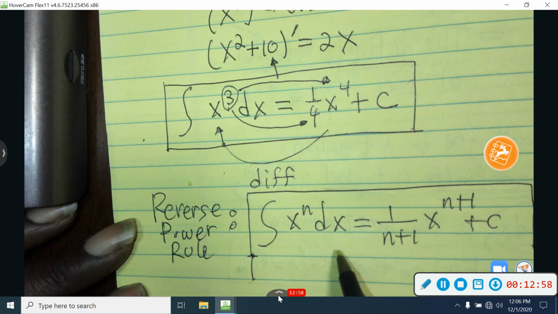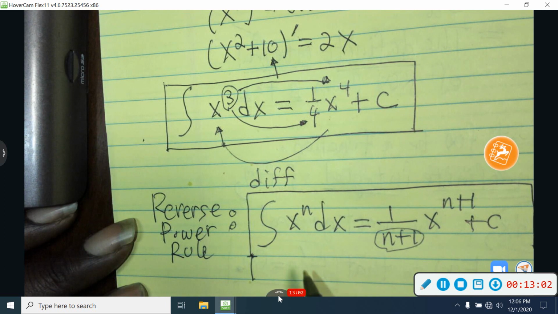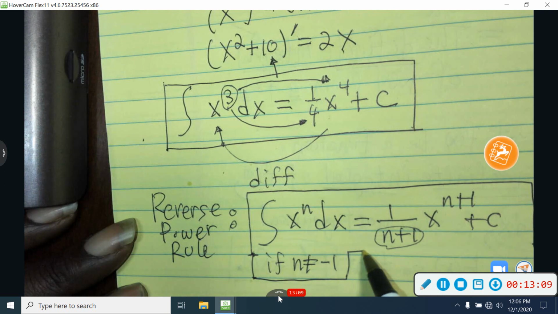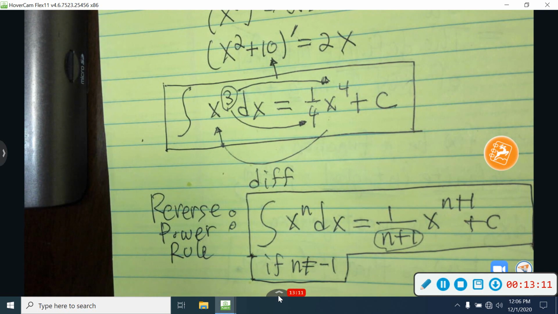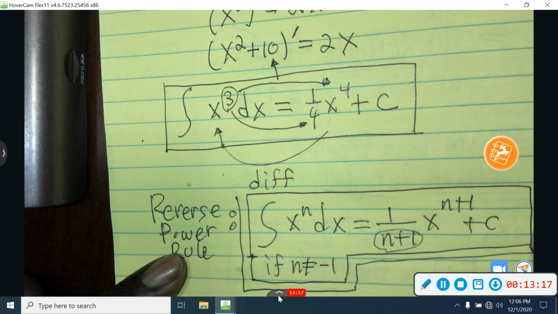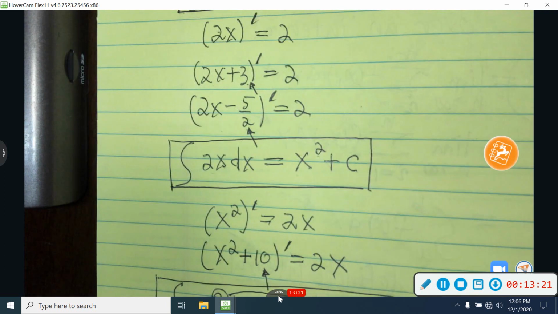Now this only works when n is not -1, as you can see. Then we have 0 in the bottom, and that doesn't make sense. So this only works if n is not equal to the number -1. Okay? Let's do some examples. Now remember it now. Add 1 to the power, then divide by that. Then you'll be able to go backwards with a power of x.